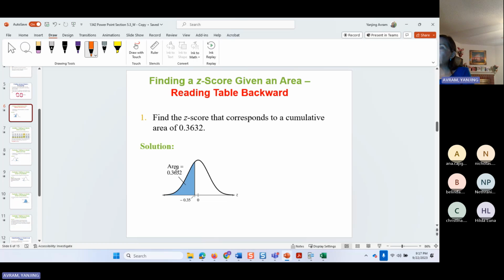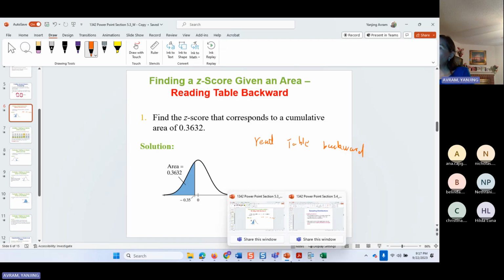All right, so if I'm giving you the z-score, you need to find the data value. But sometimes the z-score is given in a different form. If we're giving you the probability, remember in the bell curve, the area is also the probability. So if I'm giving you an area of 0.3632, can you find a z-score? Basically, this is called reading the table backward. What does reading the table backward mean? That means I'm giving you the area, and you need to find a z-score.